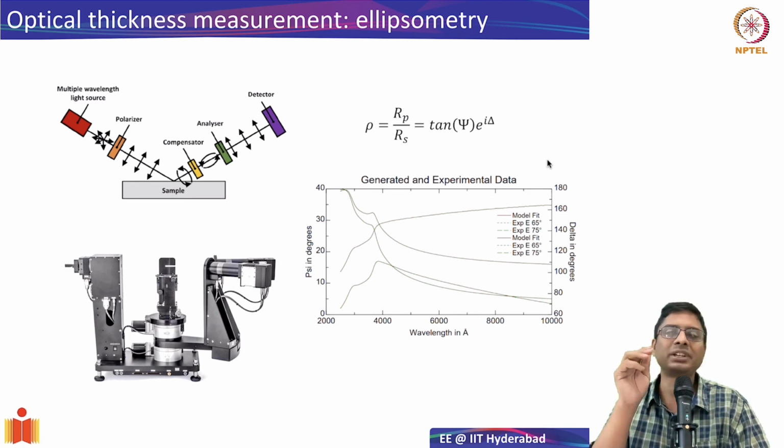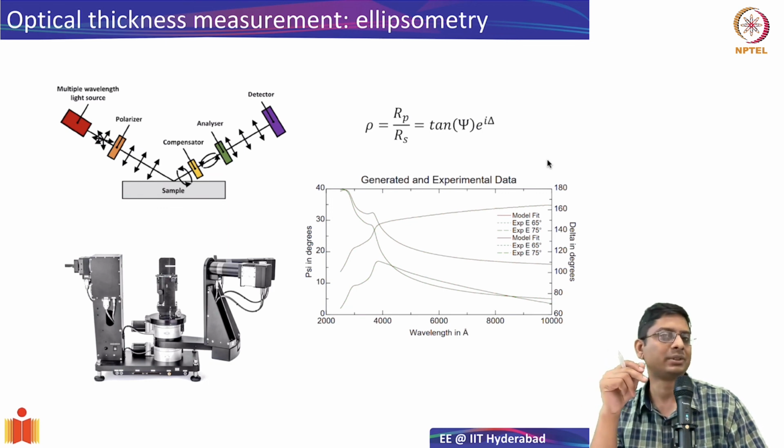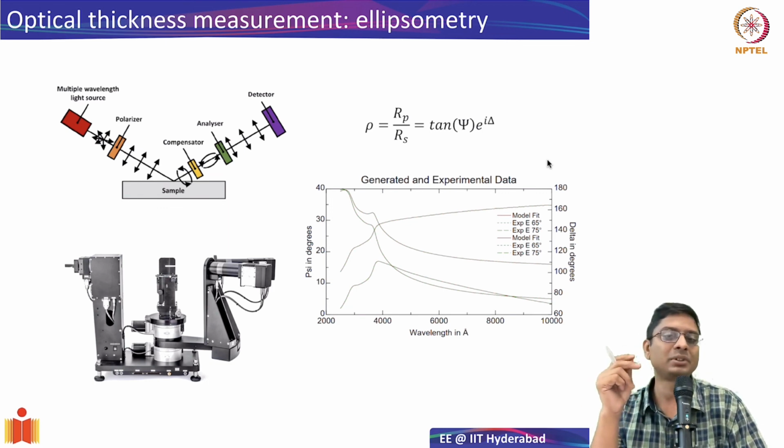We go, let's say, from 300 nanometers to 1000 nanometers. When we measure at multiple wavelengths and are able to fit the exact physical model, that means it is the only solution that is available. So it's a very reliable tool that is used routinely in the semiconductor industry.